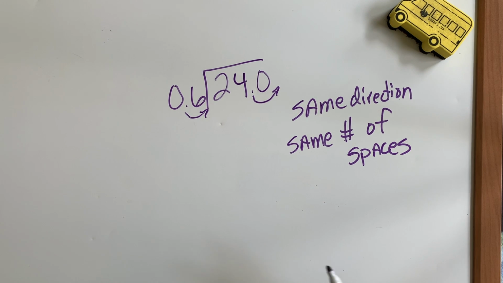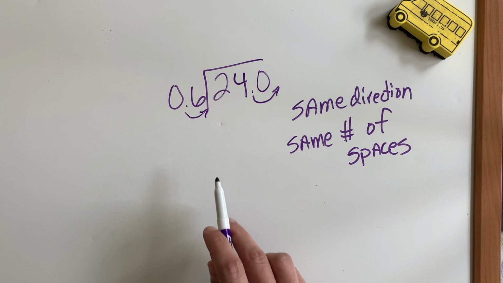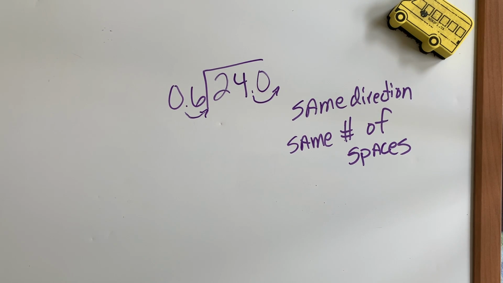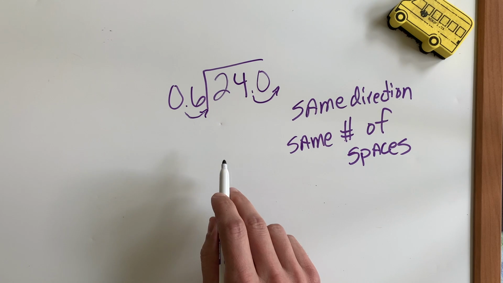Now, can we really do this? We can, and I'll show you why. This is not Rithmetic Ron's ridiculous rules. No, there's actually a reason why we can do this. And let's go back to what we talked about at the beginning.